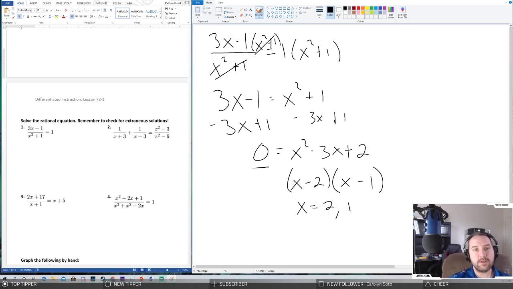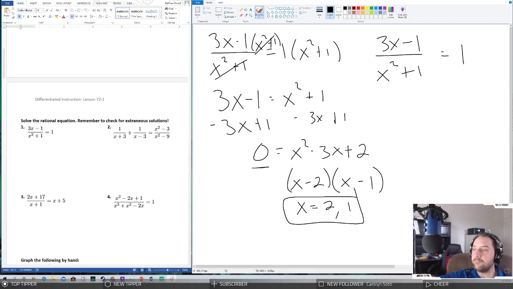Now with rational equations, because it does have that quote-unquote domain restriction, we have to test these, and we just have to make sure we're not dividing by 0. So if we're looking at the original, if I plug in positive 2, that gives me 5. If I plug in positive 1, that gives me 2. Okay. Doesn't divide by 0. So those are going to be solutions. Any comments or questions on that one?